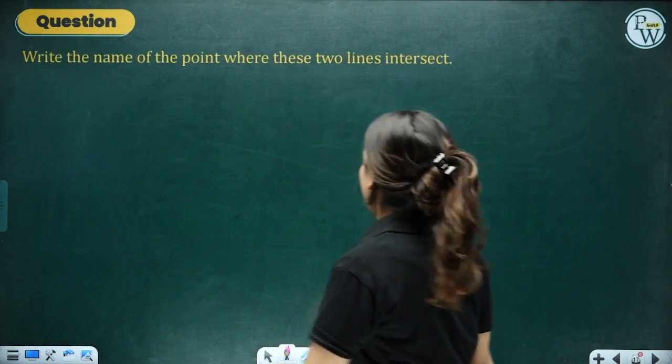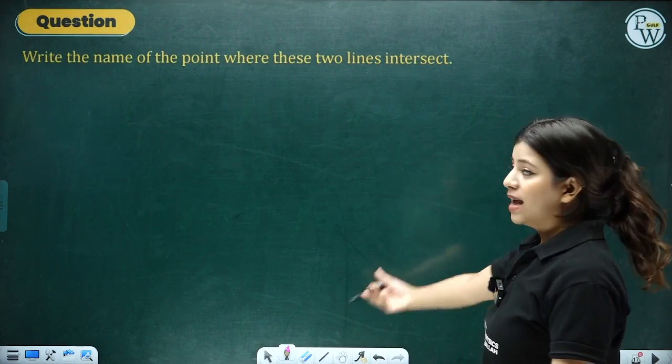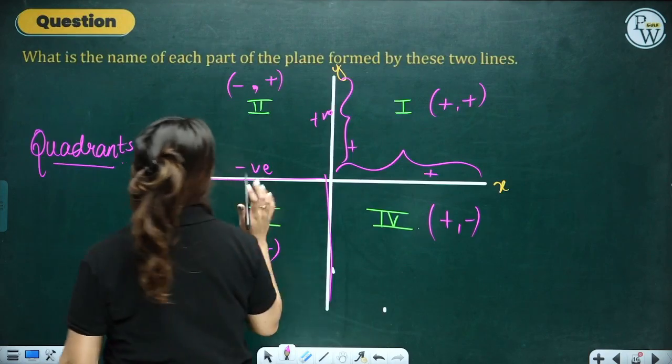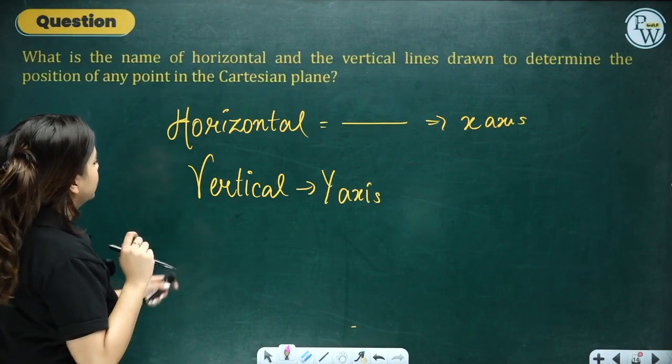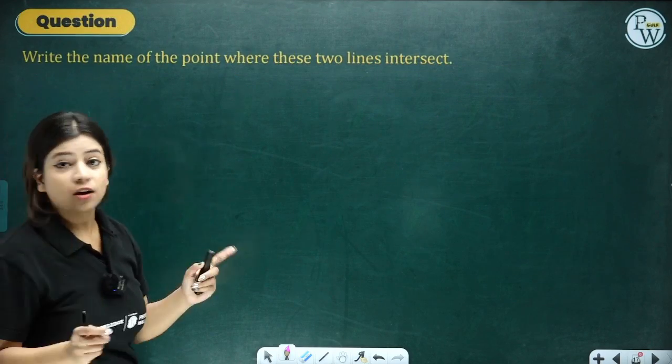Right? Let's move forward. Write the name of the point where these two lines intersect. So these two lines, let us say this one first. So basically the answer to the question is quadrants, right? The next question, the point of intersection.